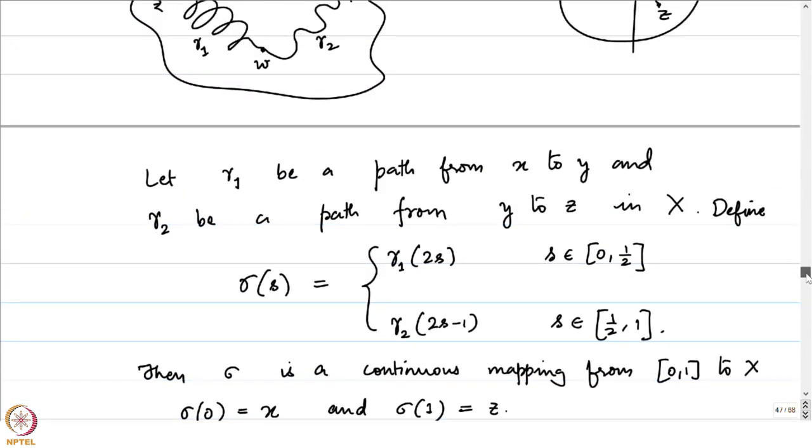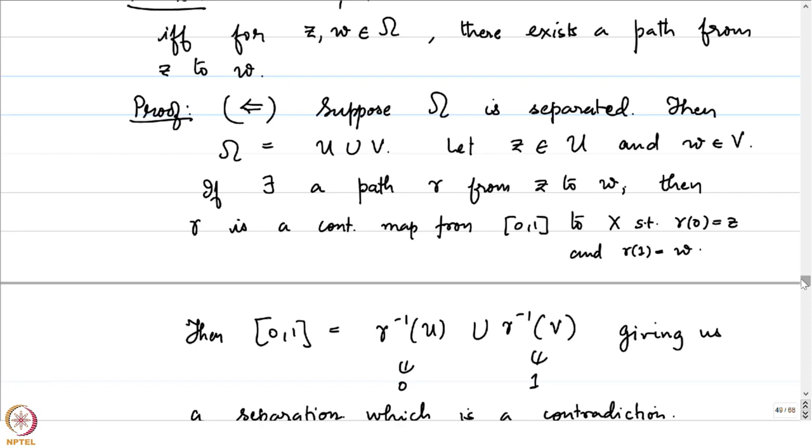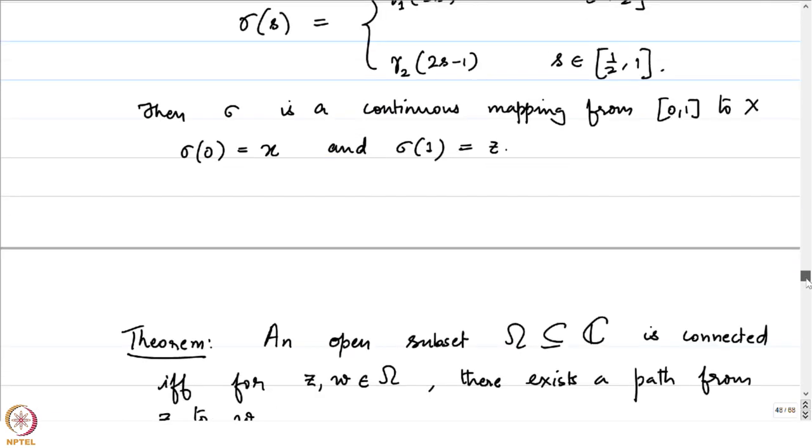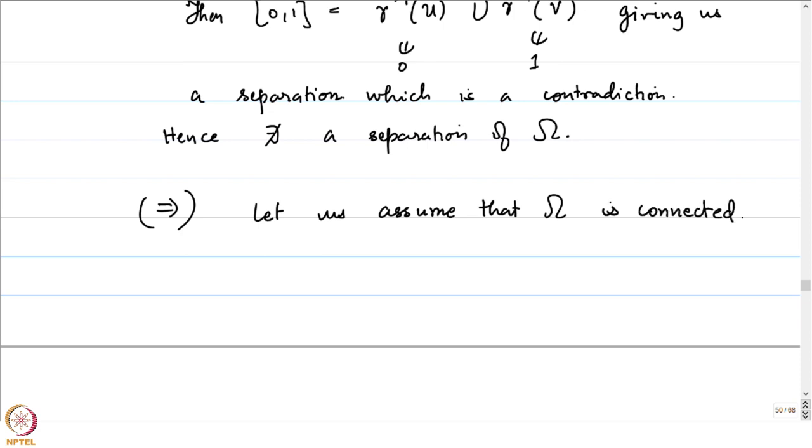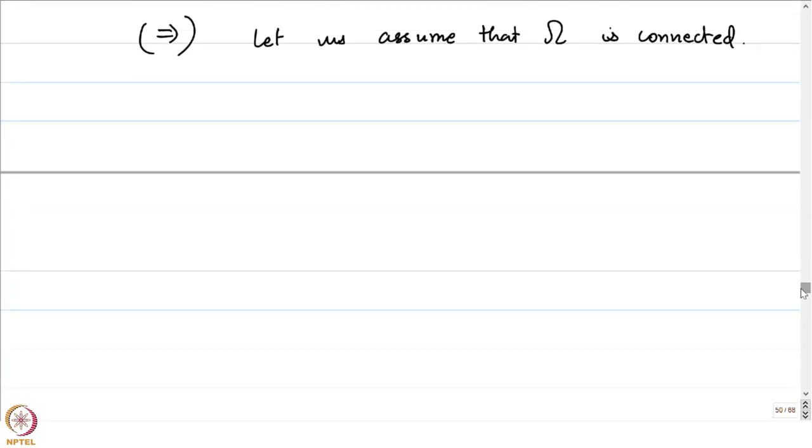So one side was quite easy. The backward direction was quite easy. We will prove that if omega is connected, then between any two points there always exists a path. So let us assume now that omega is connected. Let us fix some point z0 in omega.